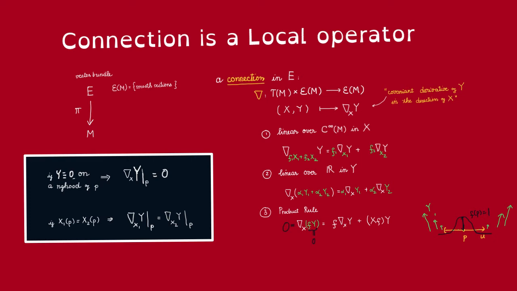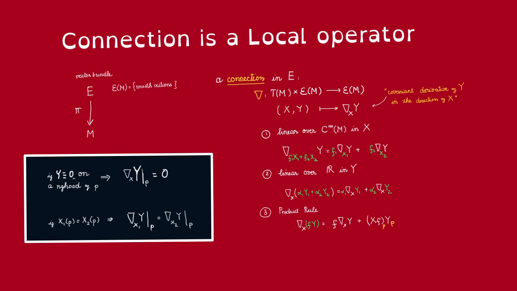Now let's evaluate both sides at P. Right, so y at P is 0. This is 0 because y vanishes in the neighborhood of P, so this whole expression is 0. So we must have that this is equal to 0. But f of P was chosen to be 1, or we can just choose any non-zero number. Thus, we see that this derivative must be 0. Thus, if y vanishes in a neighborhood of P, then its derivative along x at P is also going to be 0.